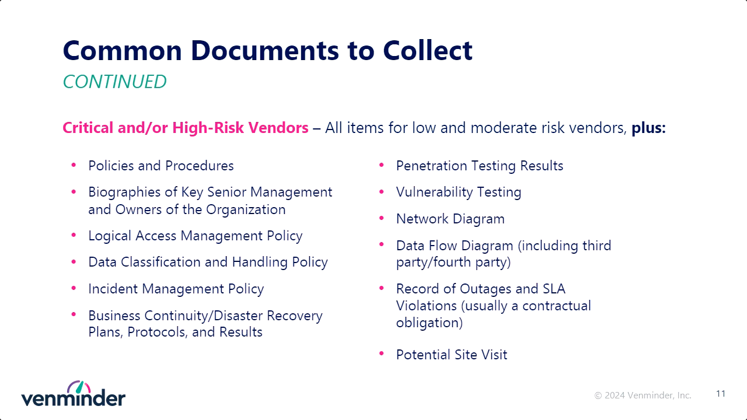You should be requesting things like their policies and procedures and information about senior management and the owners of their organization. Business continuity and disaster recovery plans are also really important to collect because if your critical vendor is unprepared for something like a natural disaster, that means that your organization might not be able to function as normal. Penetration and vulnerability testing results are also important to review, along with a record of any outages, and you may also want to consider a site visit for these types of vendors.